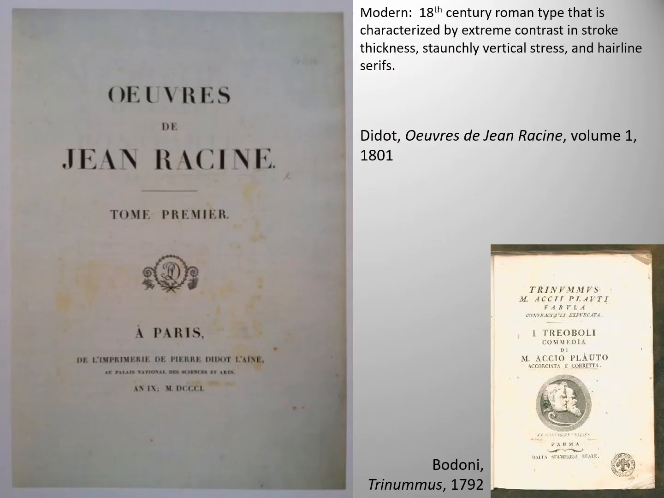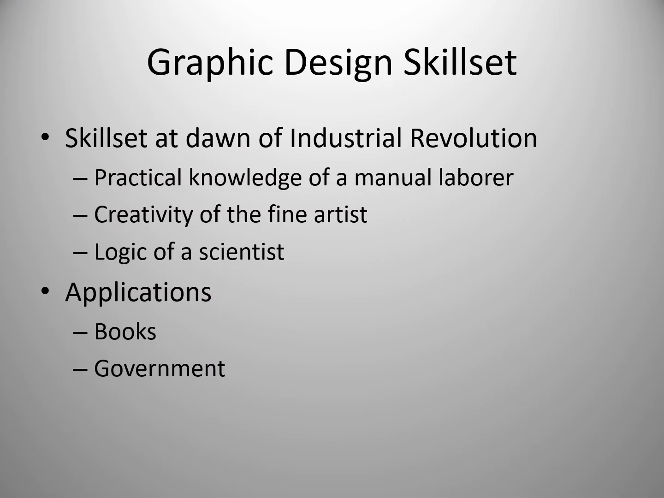So by the early 19th and late 18th century, we now have the modern Roman type. So in some ways it's similar to black letter because look at how there's this extreme contrast between the thick and the thin, but you can see it's still very much firmly rooted in the Roman style. So it has that humanist minuscule appearance.